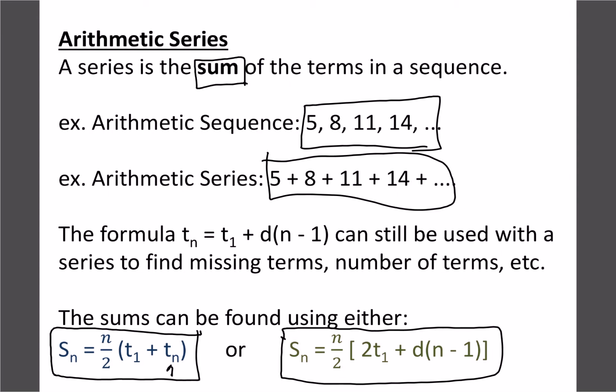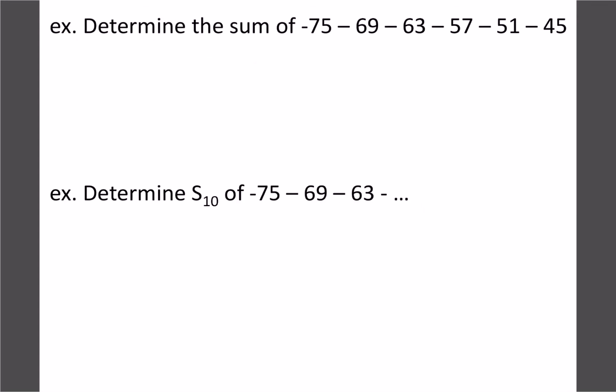But sometimes we don't know the last term, so we can actually put our t of n formula in. So if we actually put in t1 plus d times n minus 1, you can see that's where that second formula comes from. So we find the tn first, plug that in, so we get 2 times t1 in our other formula. So either one works, we just have to, depending on how the question's given to us.